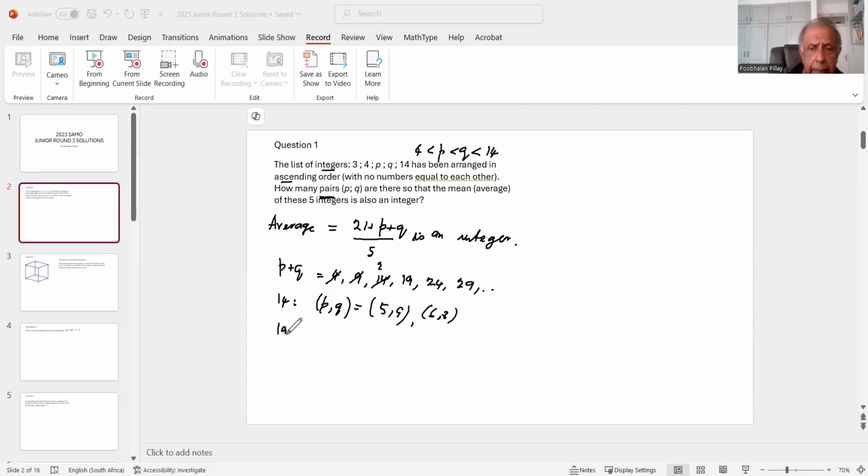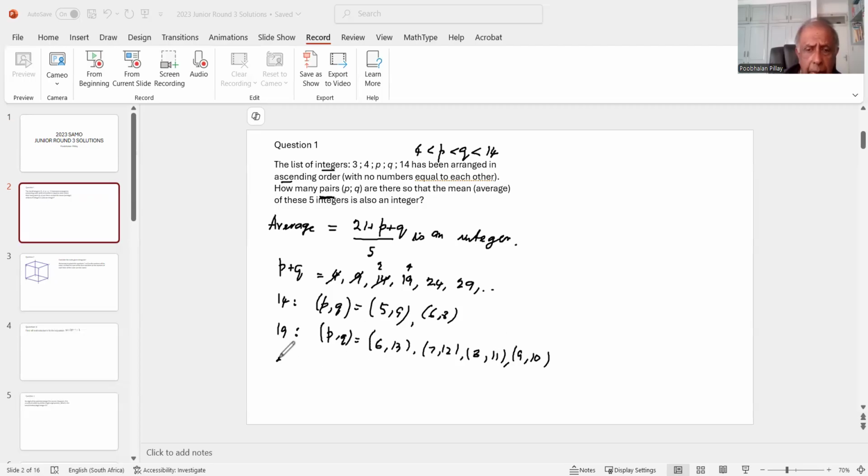And then for 19, if you look at the pairs which add up to 19 with numbers between 4 and 14, you can again start with 5. But if you start with 5, then you're going to have 5 plus 14, and you're not allowed to put 14. So you can only start with 6. So you've got 6 and 13, 7 and 12, 8 and 11, and 9 and 10. So those are the only pairs. And in this case, there are 4 pairs which add up to 19.